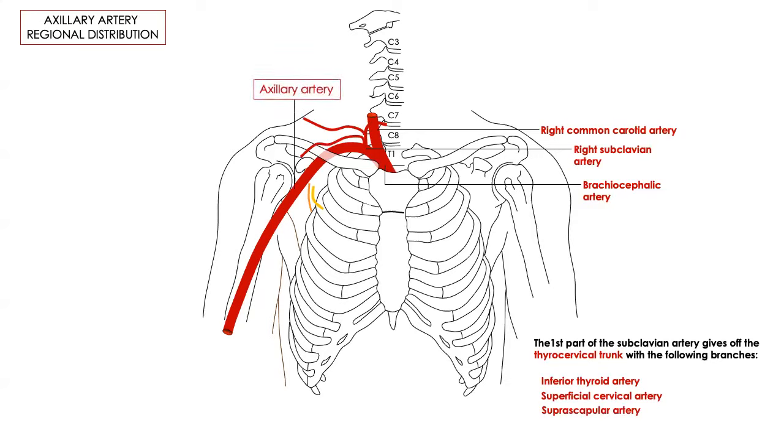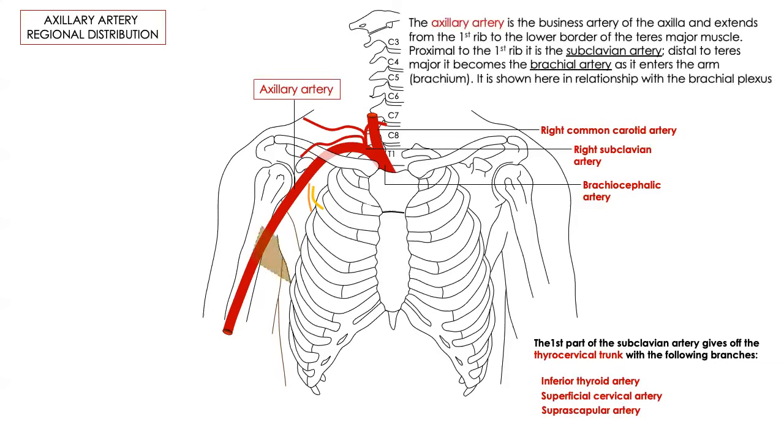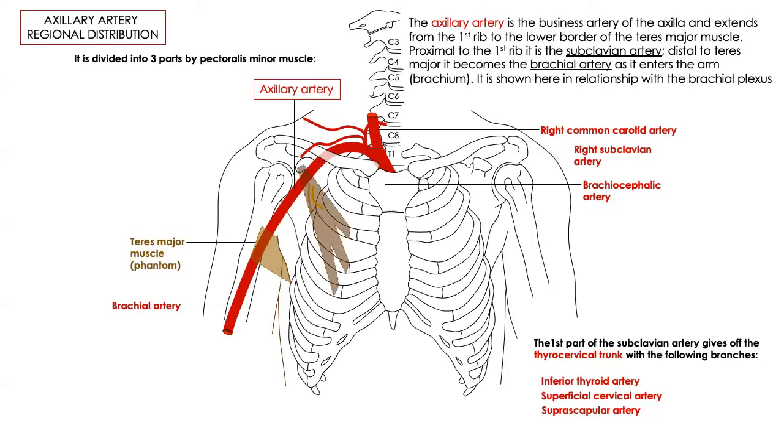This is my axillary artery. The subclavian artery becomes axillary artery when it crosses the outer border of my first rib. And this is teres major. After teres major, we will not call it axillary. Now it becomes brachial. Now, we all know this muscle, pectoralis minor. This muscle crosses over this axillary artery, and because of this muscle, we divide this artery into three parts: a part before, a part under, and a part after.